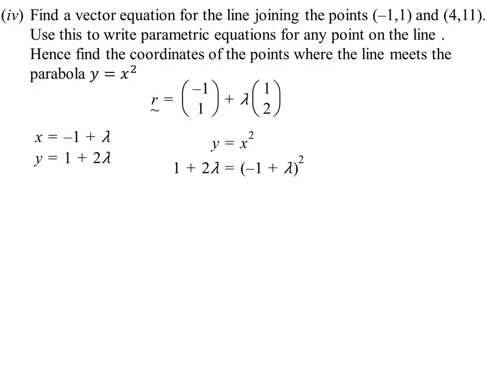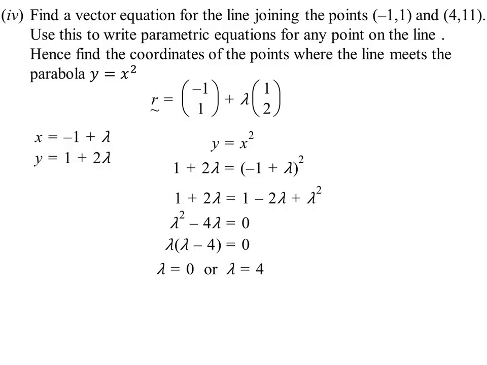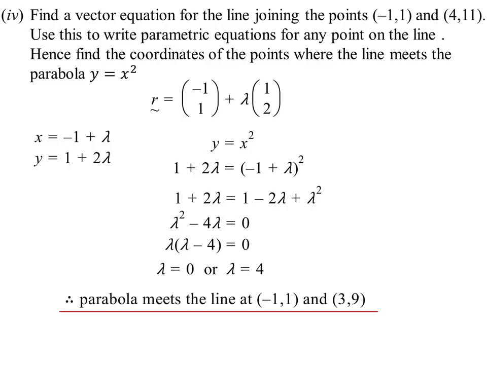I want to find when it intersects y equals x squared. So let's sub that into y equals x squared and find out what lambda is. And we get 2 possibilities, lambda equals 0, lambda equals 4. And that kind of makes sense when you think about it. If I've got a parabola and a line, it should be cutting it in 2 places. Oh, unless it's a tangent, I guess. Sub those lambdas in and we get our 2 points.